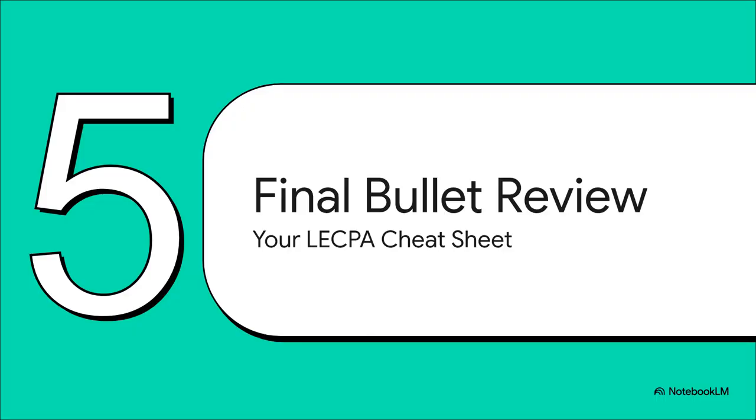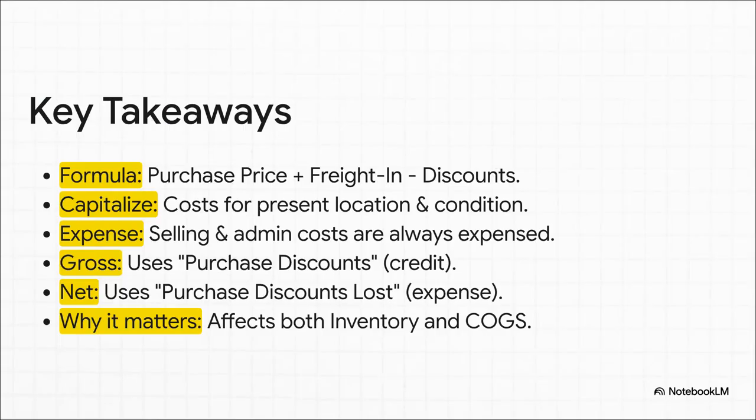Okay, deep breath. That was the heavy lifting. Now let's lock it all in with a quick bullet review. This is your ultimate cheat sheet for this topic, so get ready to screenshot this. Okay, here are the non-negotiables. 1. Your basic formula is purchase price plus freight in minus trade discounts. 2. Always use the present location and condition test. If it wasn't needed to get the item to you and ready for sale, it's not a cost of inventory.